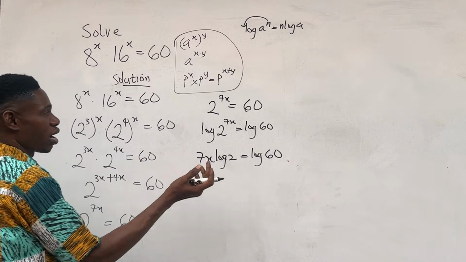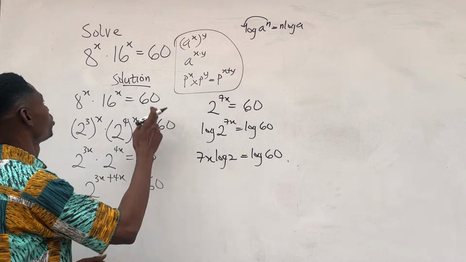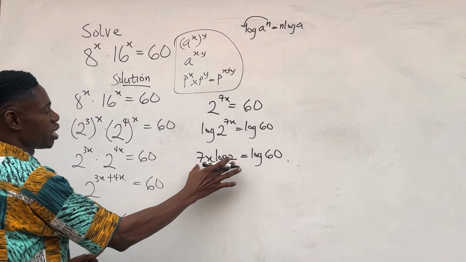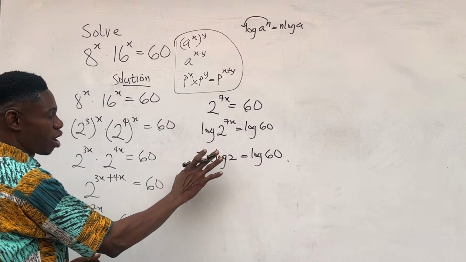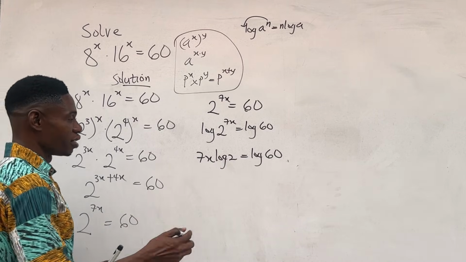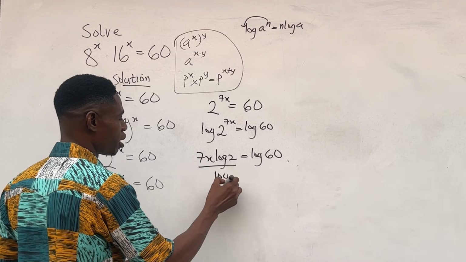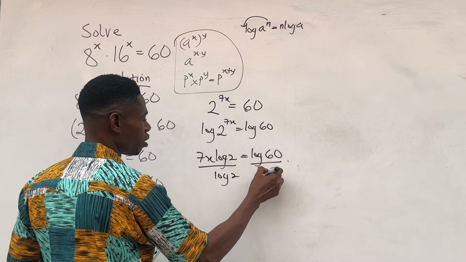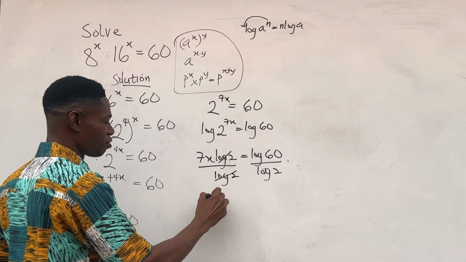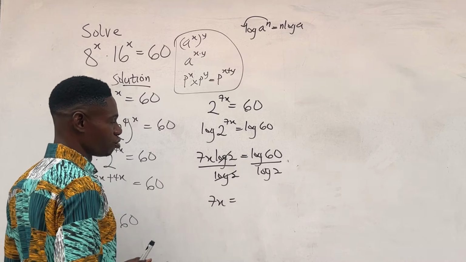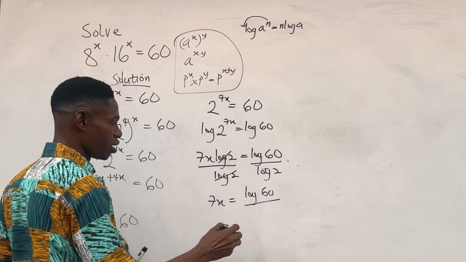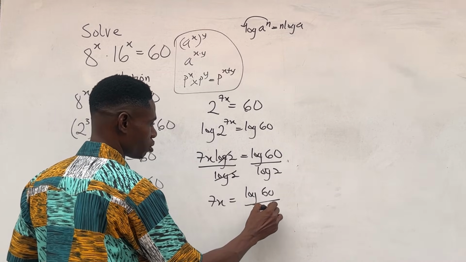And since our mission here is to find x, which is the variable from the original equation, we can divide both sides by log 2, so we'll have 7x left. So it makes us closer to our destination. So divide both sides by log 2. This will cancel this, and then we'll have 7x equal to log 60 divided by log 2.